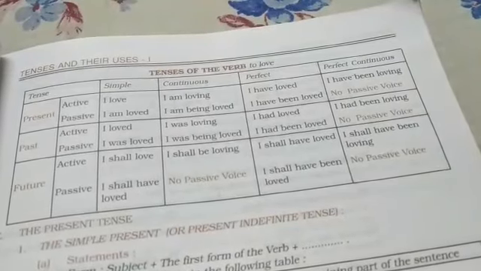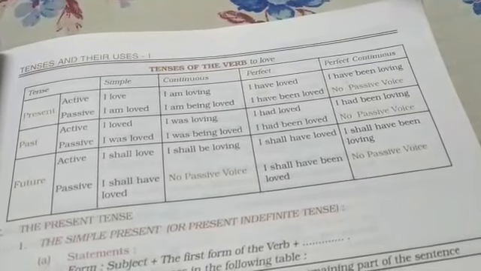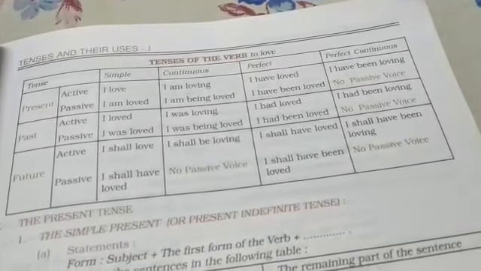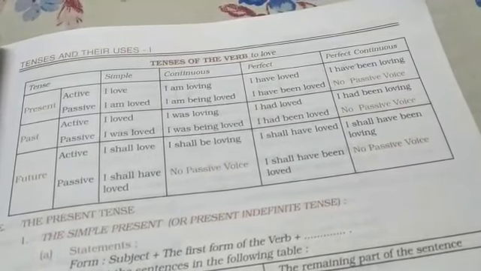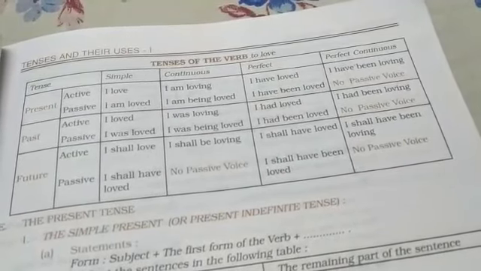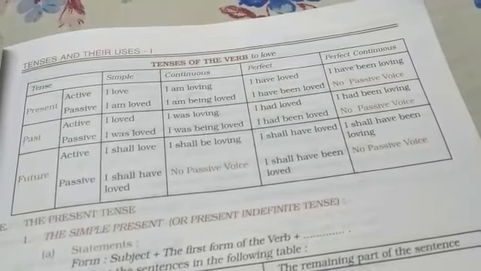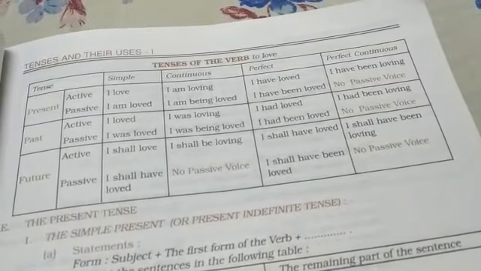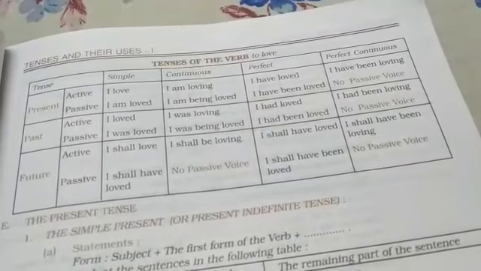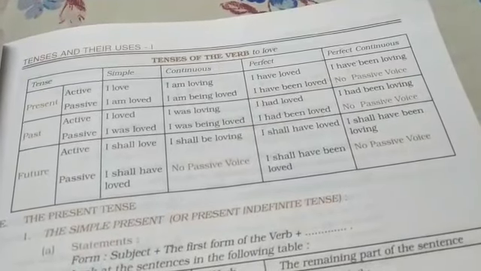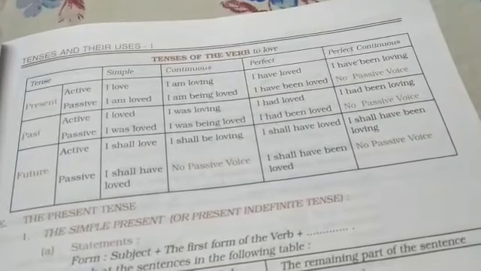Under passive voice, simple future, I shall be loved. There are no such sentence or formation of the verb under future continuous tense, and under future perfect continuous. So the next one that we see is future perfect tense. It talks about, I shall have been loved.